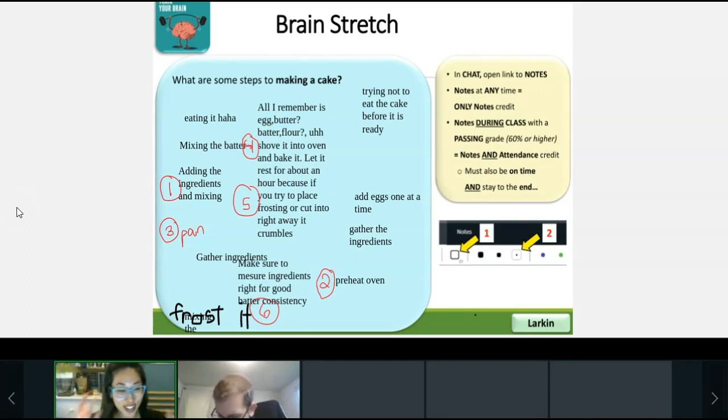I love it. All right, well, today we're going to go ahead and use a cake as an analogy of a chemical reaction. So hopefully you don't get too hungry during today's talk.